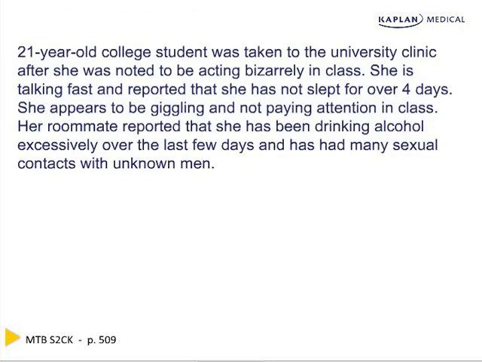Here on this case, we've got a 21-year-old college student taken to the university clinic after she was noted to be acting bizarrely in class. She's talking fast and reported that she has not slept for over 4 days. She appears to be giggling and not paying attention in class. Her roommate reported that she'd been drinking alcohol excessively over the last few days and has had many sexual contacts with unknown men. So what's our ask?